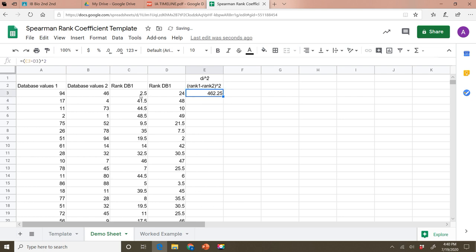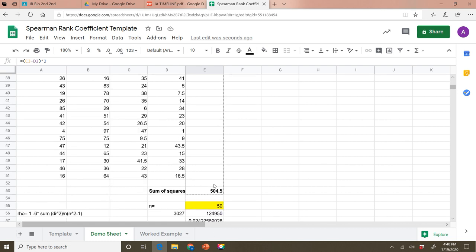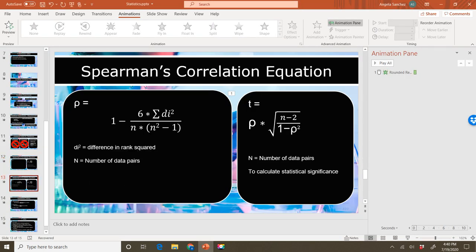What this is looking at is how close or far apart these numbers are. If they're far apart, it suggests that these numbers are not trending together. If they're close together, so the smaller the difference between them, it suggests that they might trend together. So let's click and drag this all the way through for each single one. And we're going to get a sum of squares, because remember in our equation we need the sum of di squared.